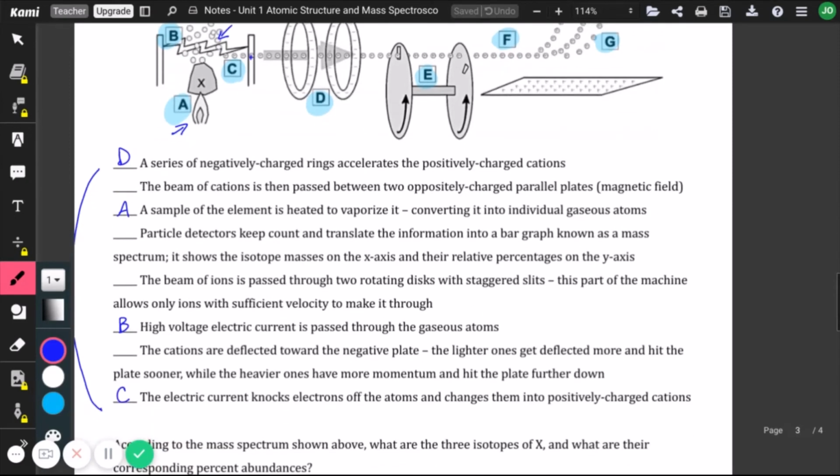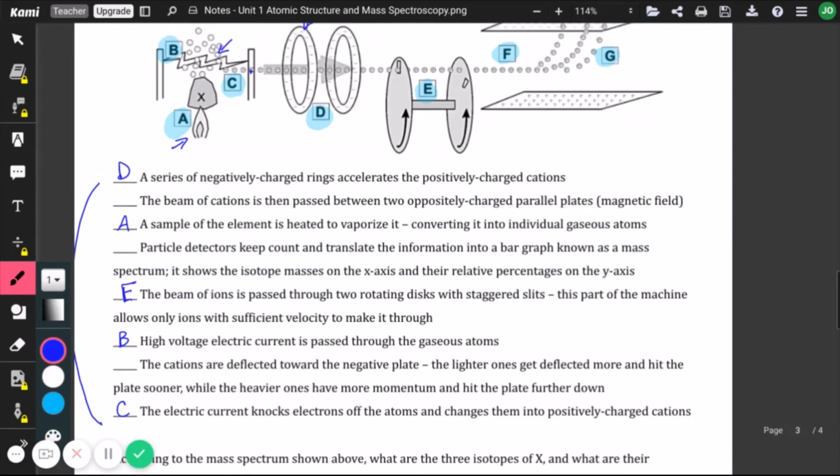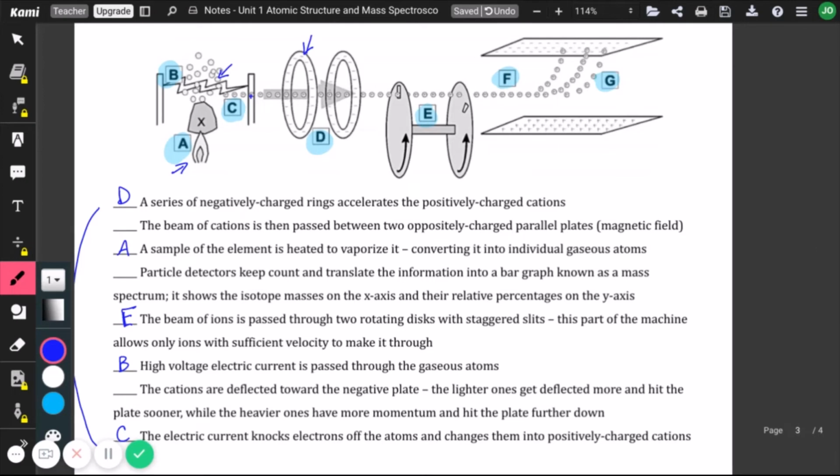Next, we're going to go right here, where the beam of those ions is going to pass through two rotating disks with staggered slits in them. What that's going to do is ensure that everything is going at the velocity that it should be going at. If it's going too slow or too fast, it's going to make sure that only the right speed goes through. If it's going too fast, it'll hit before. If it's going too slow, it'll hit after. But if it's going the right speed, it's going to pass straight on through.